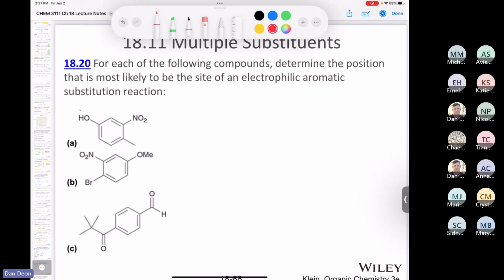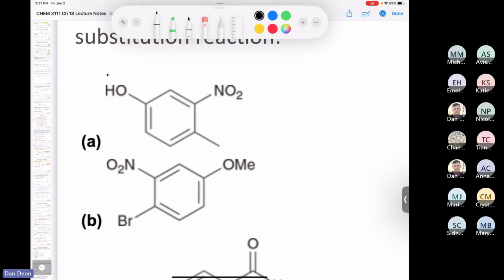This one says for each of the following compounds, determine the position that is most likely to be the site of an EAS reaction. So E, electrophilic aromatic substitution. Let's do this. If I highlight the hydroxy in green, the nitro in yellow, and the methyl in blue, which one of these is the strongest activator? Right, the green one, right? Absolutely. So we could just go based off of that, right?